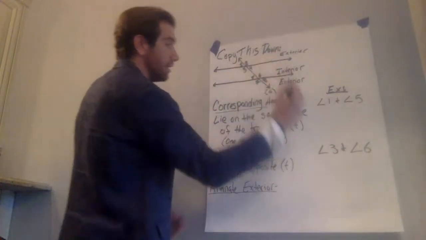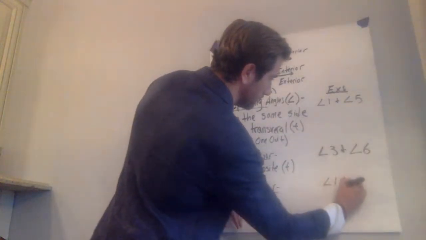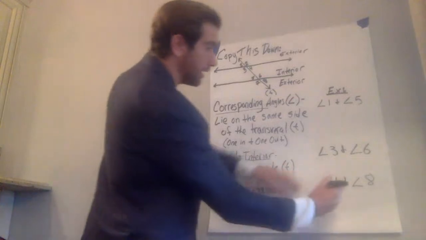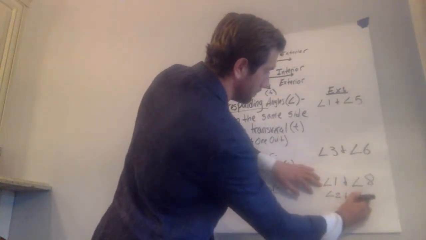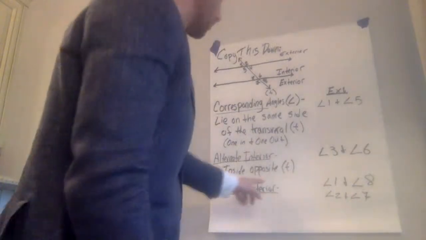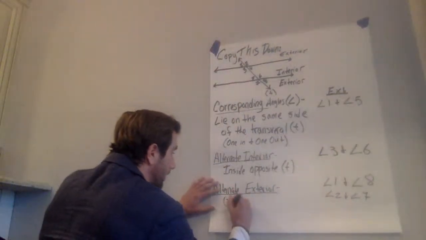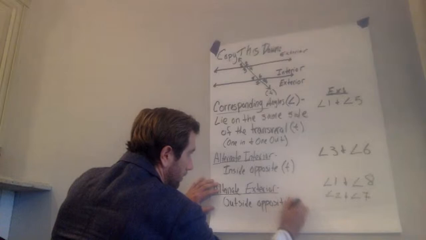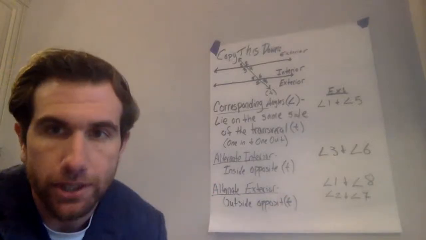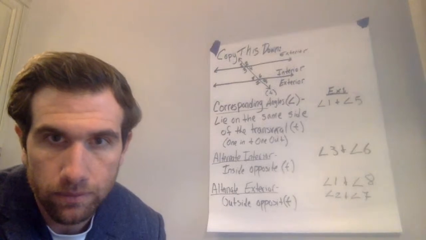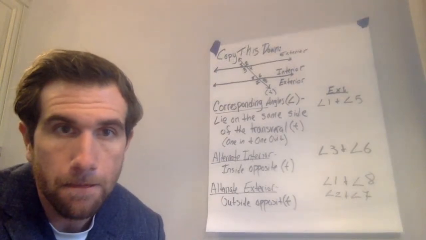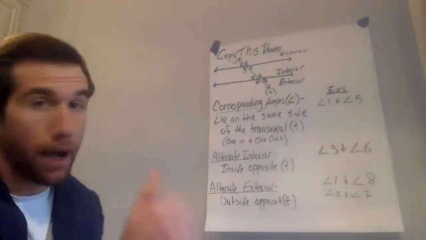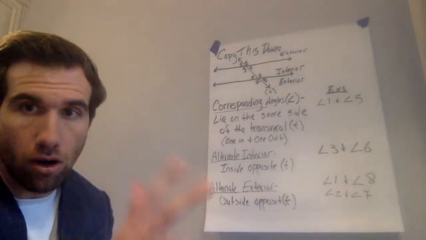So it's going to be 1 and 8. Okay, 2 and 7. I'll put that down. Those are also alternate exterior. So these are outside, opposite T. Okay, opposite the transversal. So we have corresponding angles, alternate interior, alternate exterior.